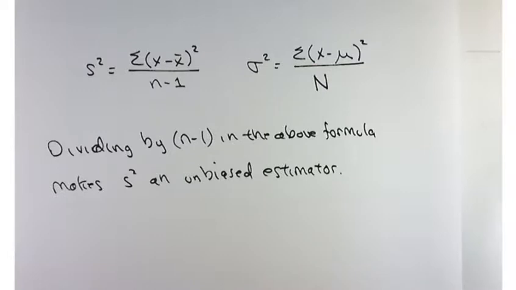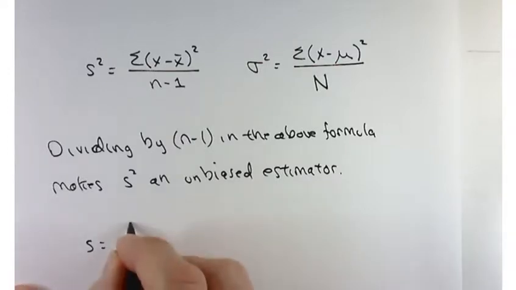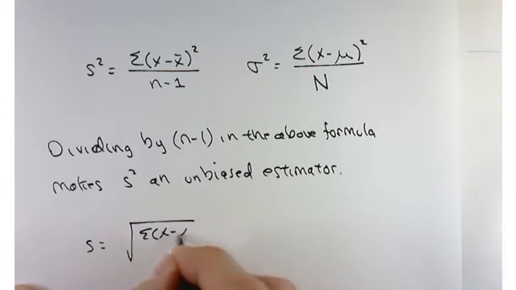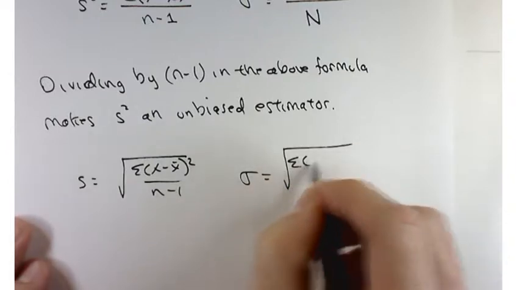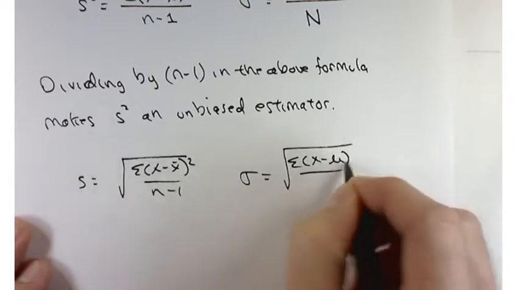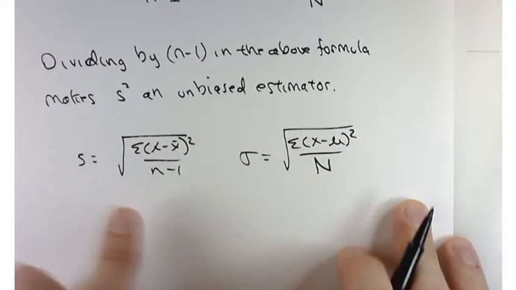When you look at output from statistical programs, a lot of times you'll see two different calculations. You'll see one for the sample standard deviation and one for the population standard deviation. The sample standard deviation would be simply the square root of the sum of x minus x bar squared, divided by n minus 1. And the population standard deviation would be the square root of this. But it's going to make a difference.